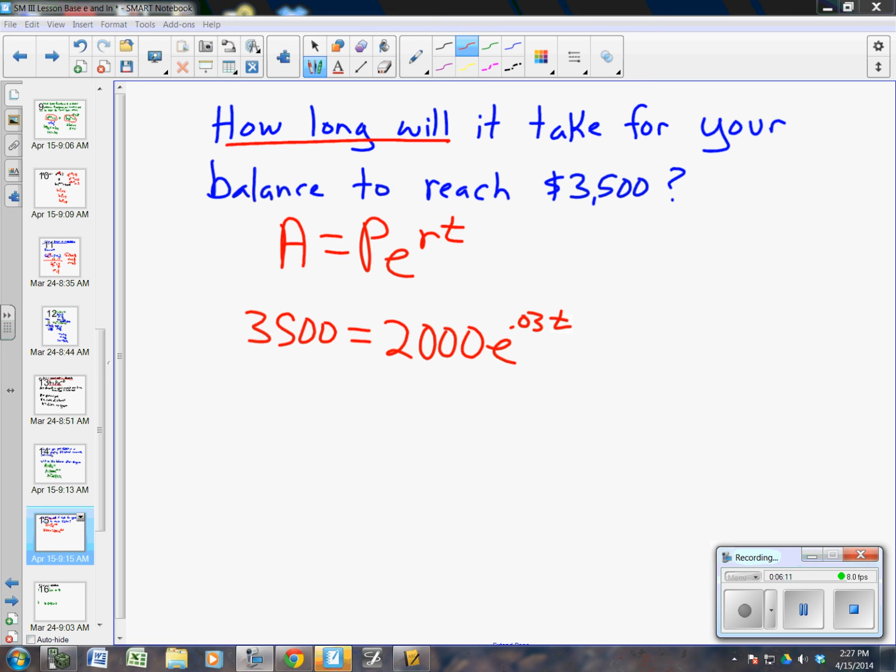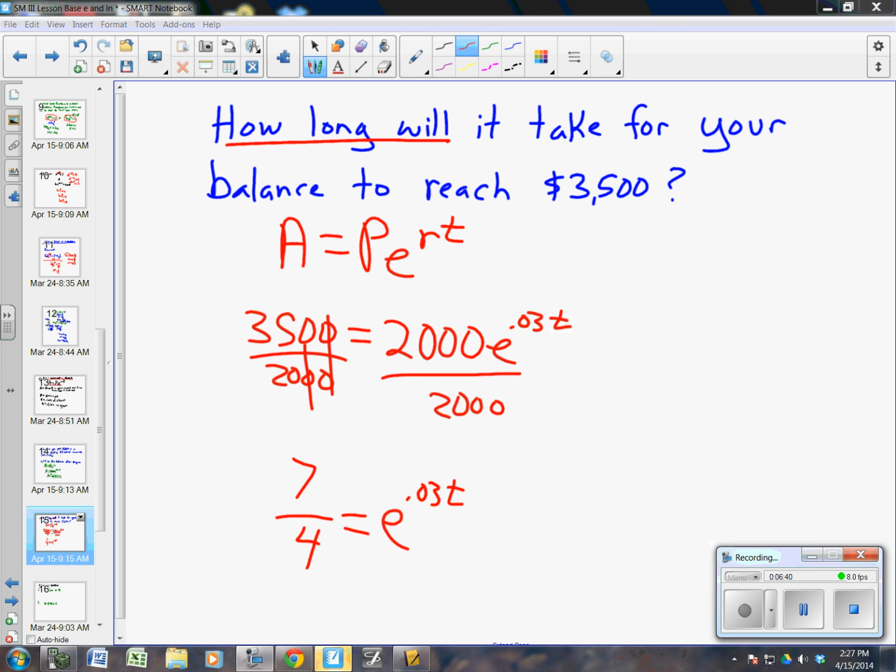Before we do that, though, what can we do to both sides? Divide by 2,000. Okay. Well, I know that the last two zeros cancel out right there. 35 over 20. What number goes into both 35 and 20? 5. How many times does it go into 35? How many times into 20? 4. So I get 7/4 equals e to the 0.03 T.